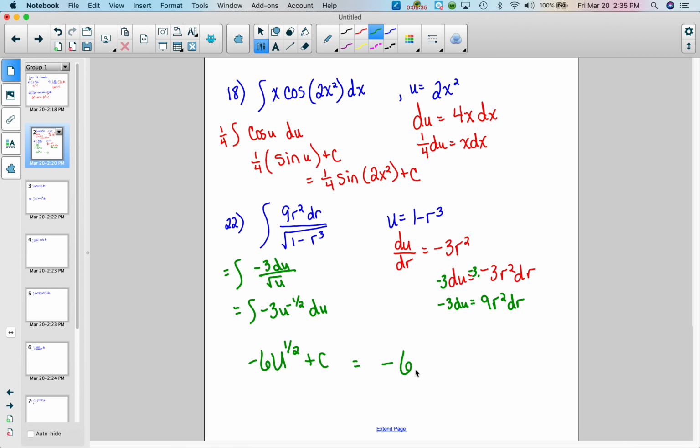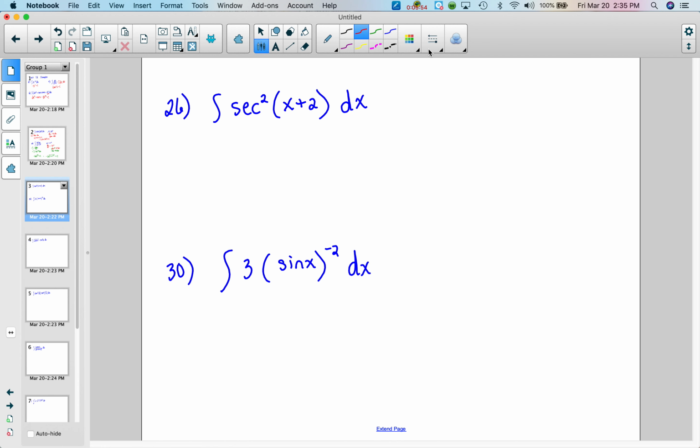And here we'll have the square root of 1 minus r cubed plus a constant. And it really wouldn't matter if you left it as 1 minus r cubed and then that raised to the 1/2 power. That would be okay as well. All right. Next.